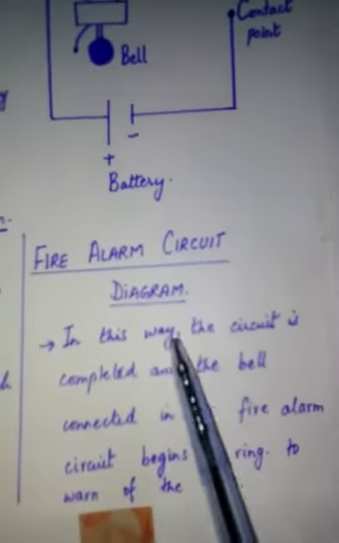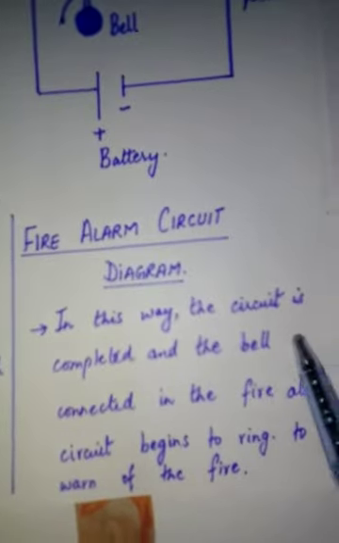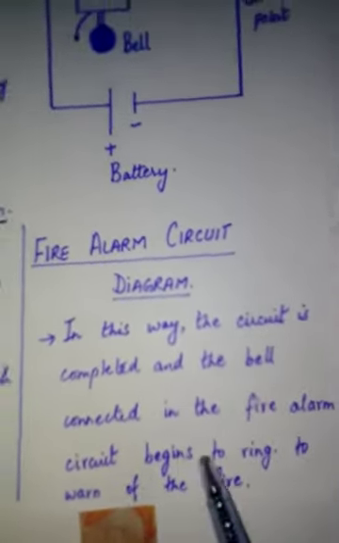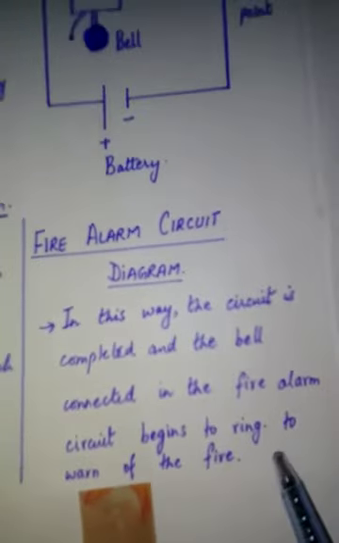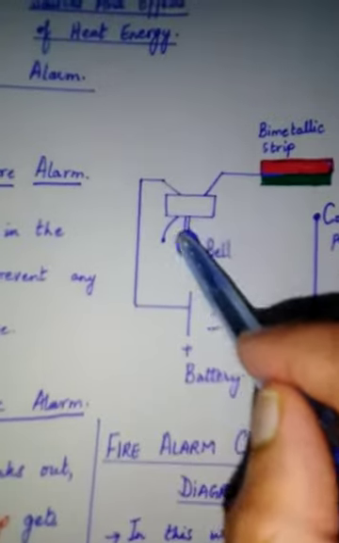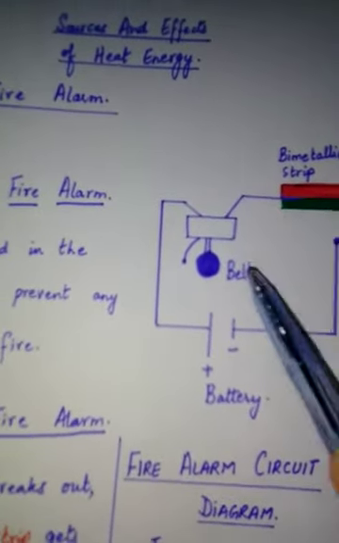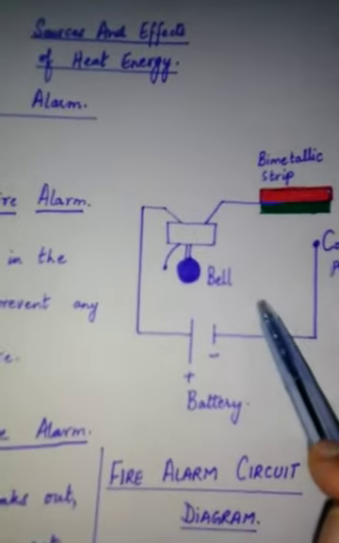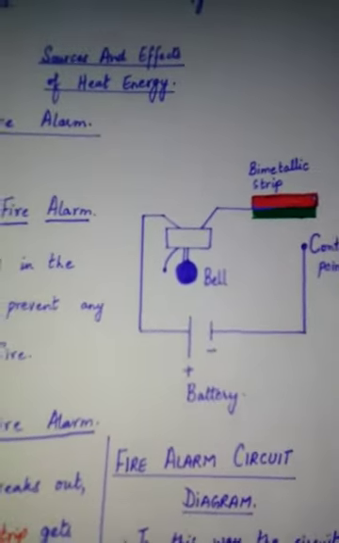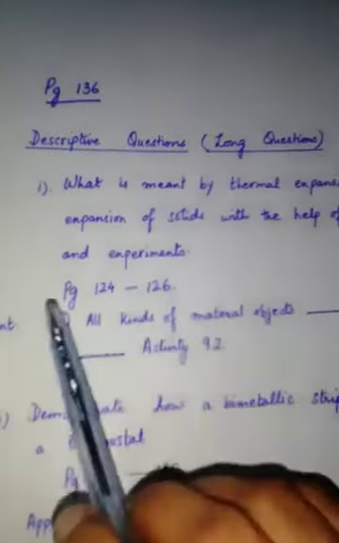Now, in this way, the circuit is completed and the bell that is connected in the fire alarm circuit will begin to ring and warn of the fire. So, when the whole circuit is completed, it is going to ring the bell and the bell is going to warn the people about the fire. So, this is how the fire alarm operates and works. Now, students, I hope that you understood the topic.